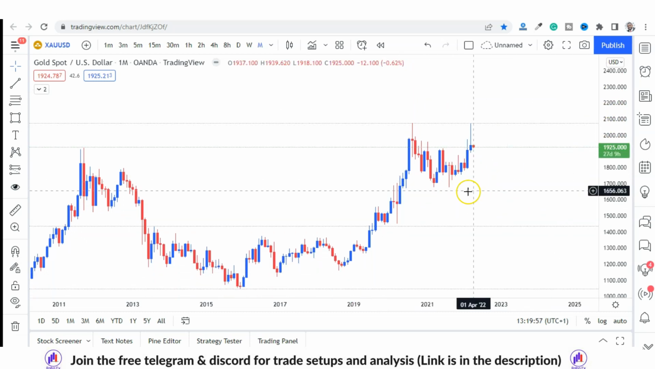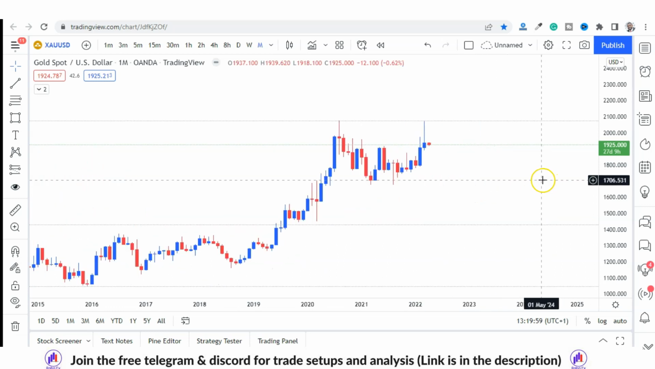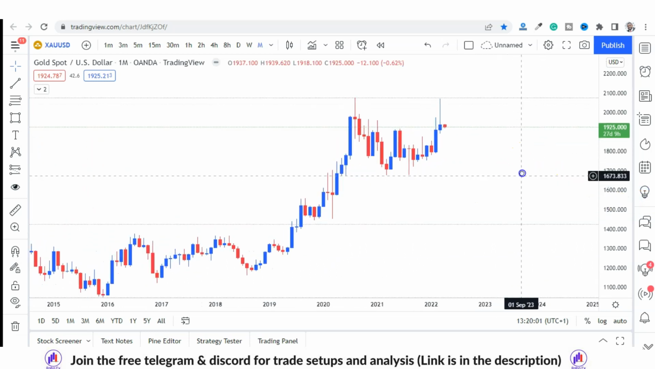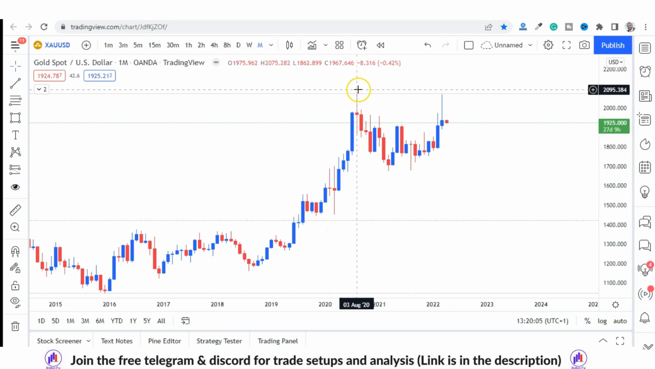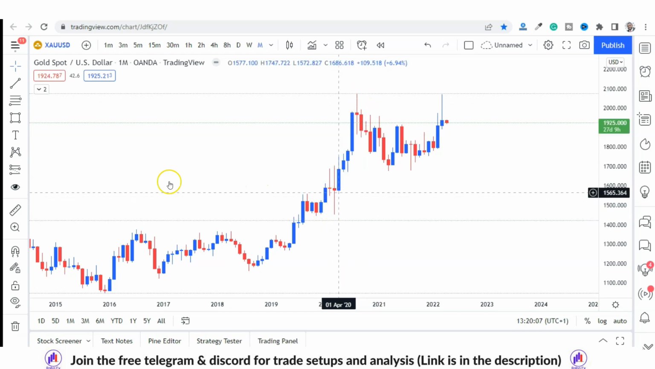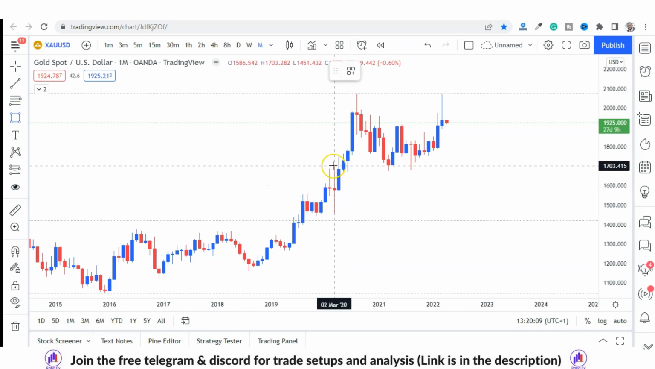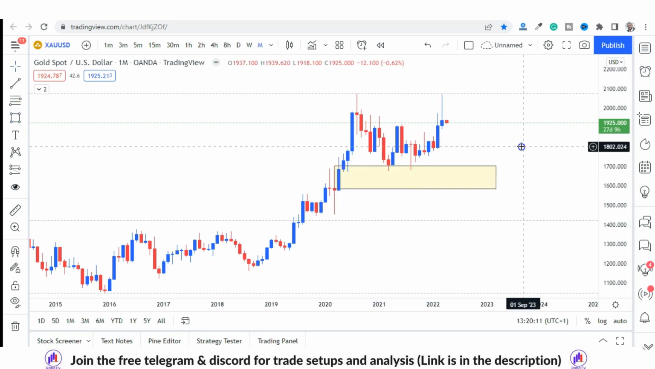Okay. So this is the gold monthly chart. We've seen liquidity taking move to the upside. Okay. And currently price is trading in this demand zone.